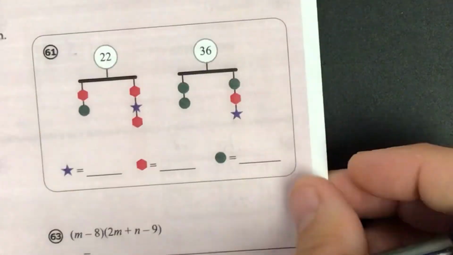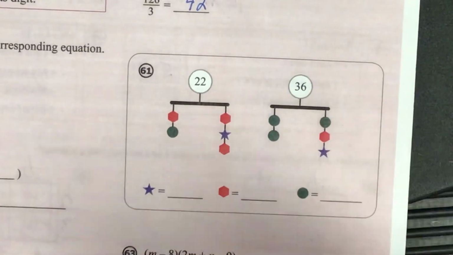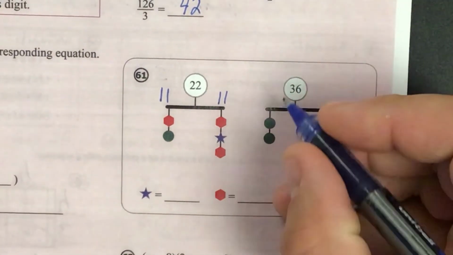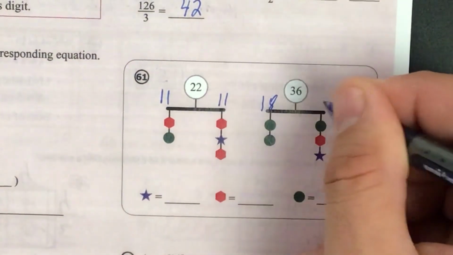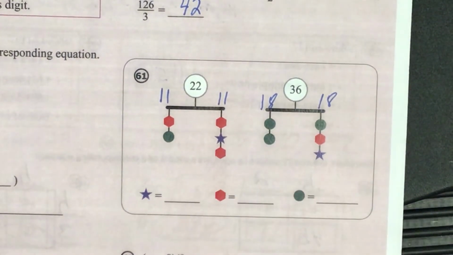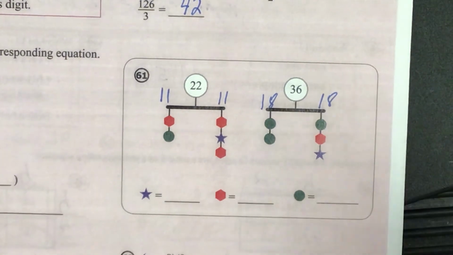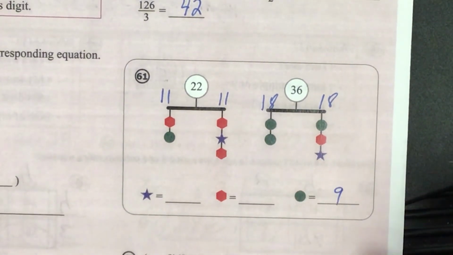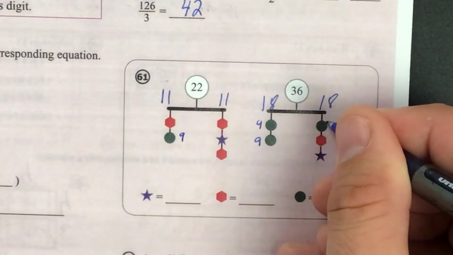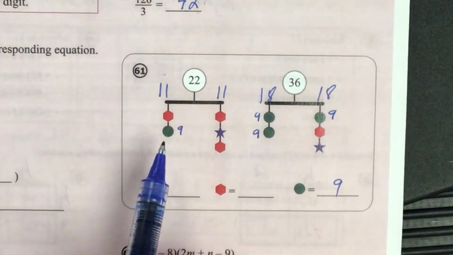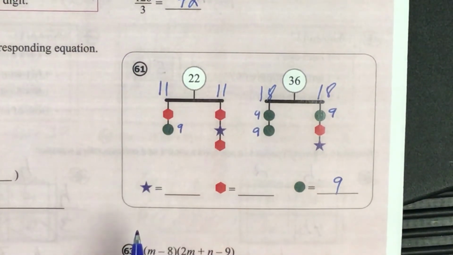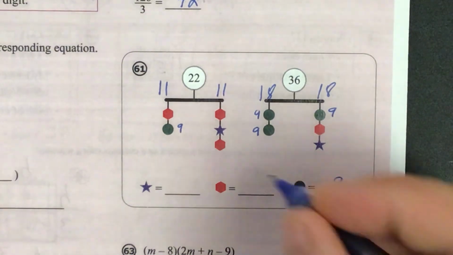Okay. So first thing I'm going to do is write down what each side has to be. This side is 22. That means each side's got to be 11. This side is 36. That means each side has to be 18. Now the easiest one would probably be to figure out the green dots. The green dots got to be equal to give you 18, which would be 9. So every place I see a green dot, I'm going to put a 9. So now I notice 9 plus this thing got to equal 11. That would be 2.